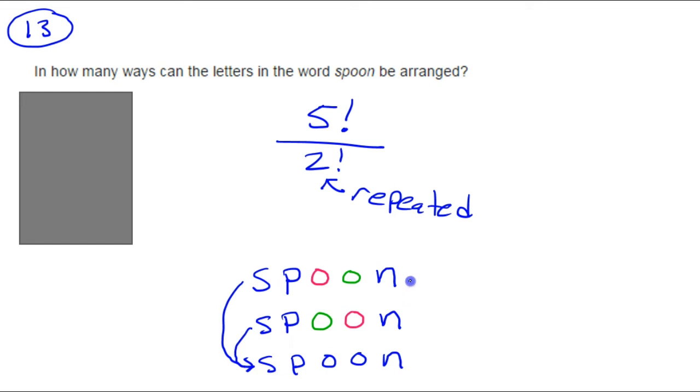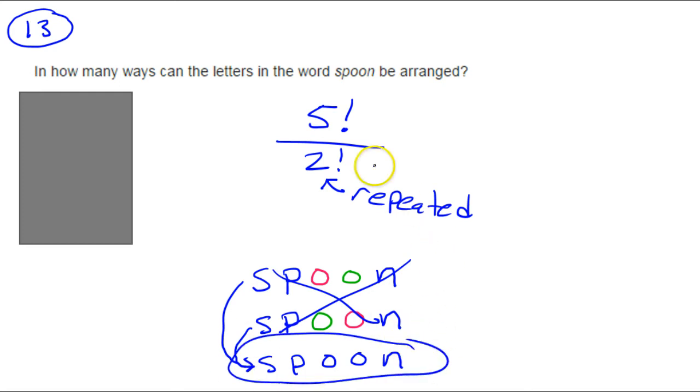So you cannot count these as 2 different options. You really have to count them as only one. That's why when you have a repeated letter, you have to get rid of the extras. And you get rid of them by dividing by the number of repeated letters factorial.